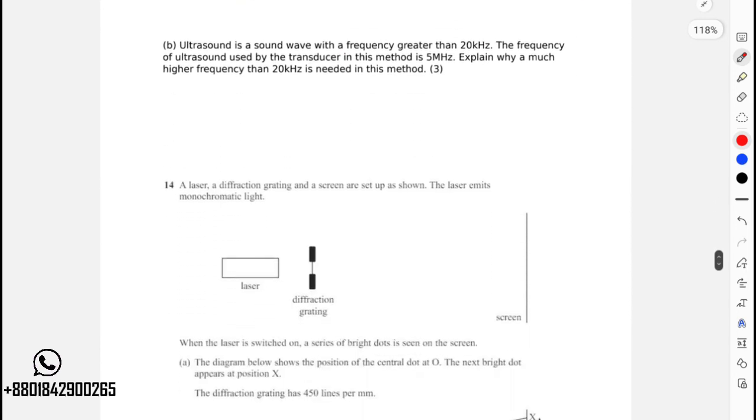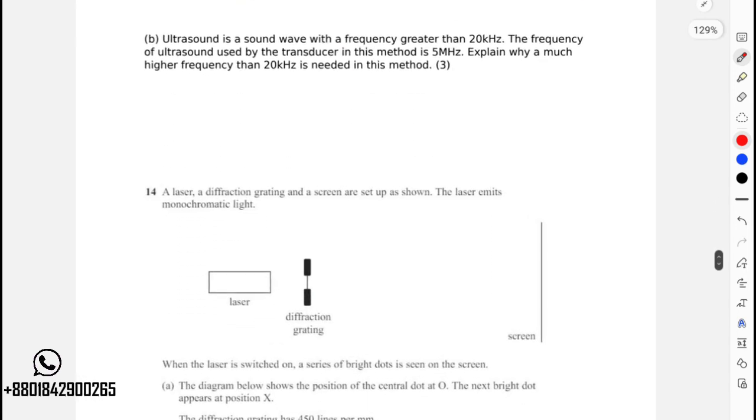Okay, so moving to this part, it says that ultrasound is a sound wave with a frequency greater than 20 kilohertz. The frequency of ultrasound used by the transducer in this method is 5 megahertz. Explain why a much higher frequency than 20 kilohertz is used in this method. Because higher frequency gives smaller wavelength. Smaller wavelength means there will be smaller chances of diffraction and higher resolution for the scan, right? And higher resolution means that more details can be detected from this scan.